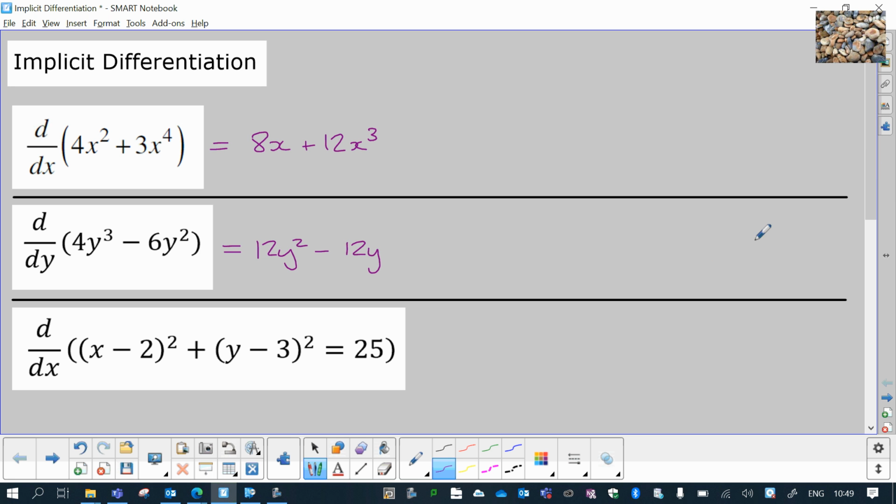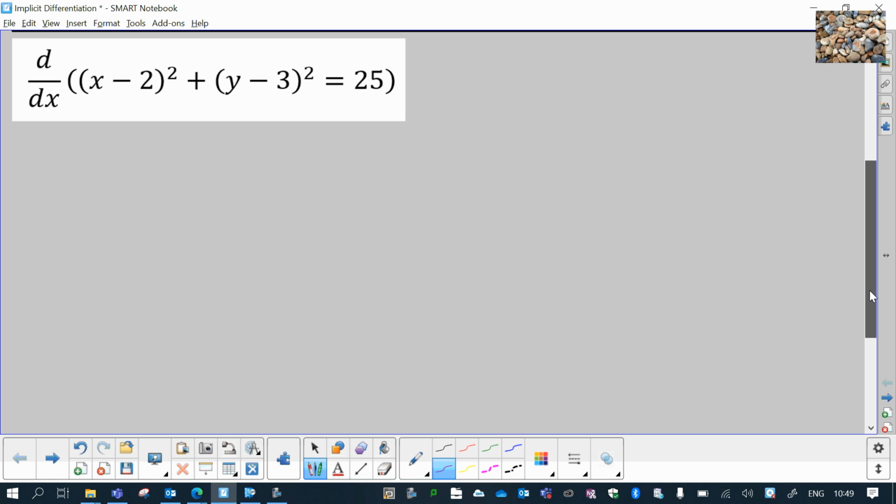But you may have been wondering at some point up to this stage, what happens if I'm asked to find the equation of a tangent to a circle? And a circle equation, as you know, has x terms and it has y terms. So we need to be able to differentiate with respect to x and/or y, but generally with respect to x, a circle equation. And I'm going to work through an example which looks at what we do when we differentiate y terms and why we do it.